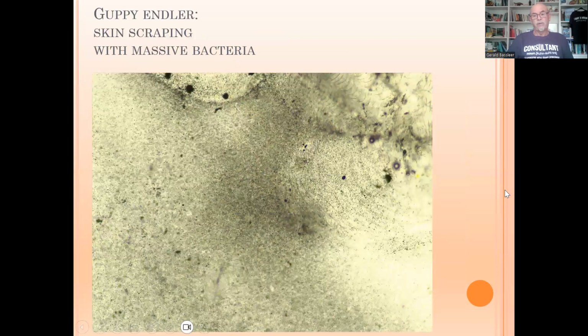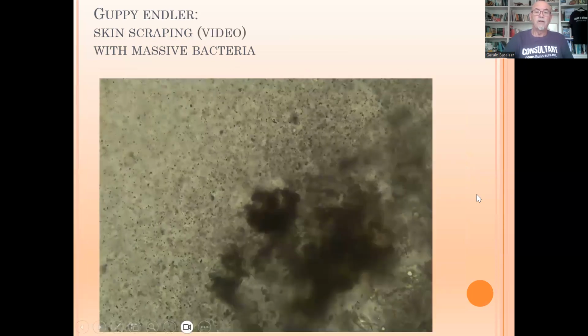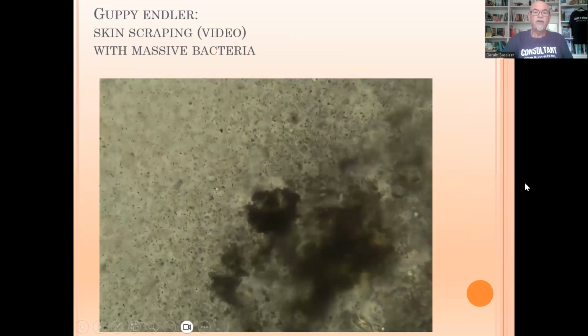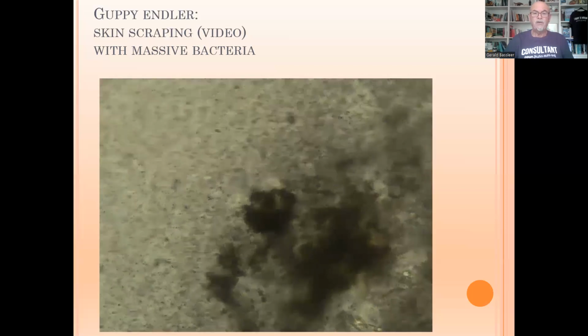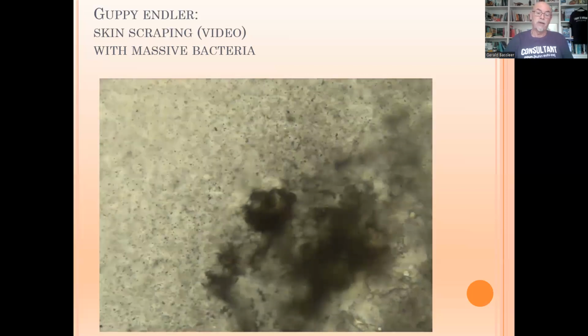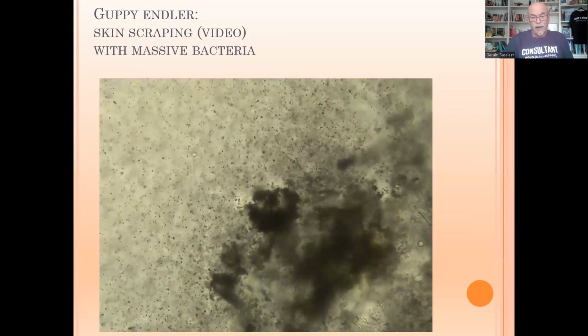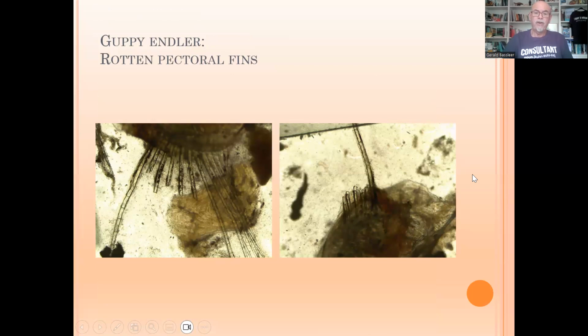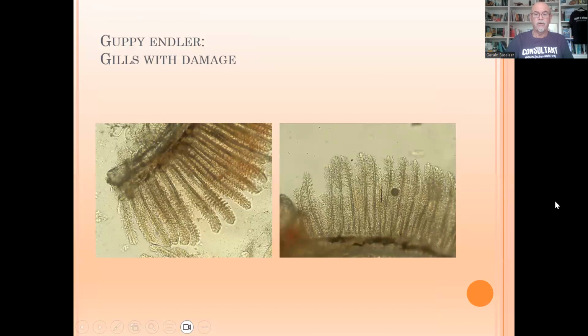And we already found, when we took the skin scraping, a massive amount of bacteria on the skin. Here you see the big colony of bacteria. You can see it here, the moving mass of tiny speckles of bacteria, which is causing, of course, damage of the fish. Then we saw that the pectoral fins, both sides of the fish, were badly rotten away, hardly anything left over. So bacteria were causing it.